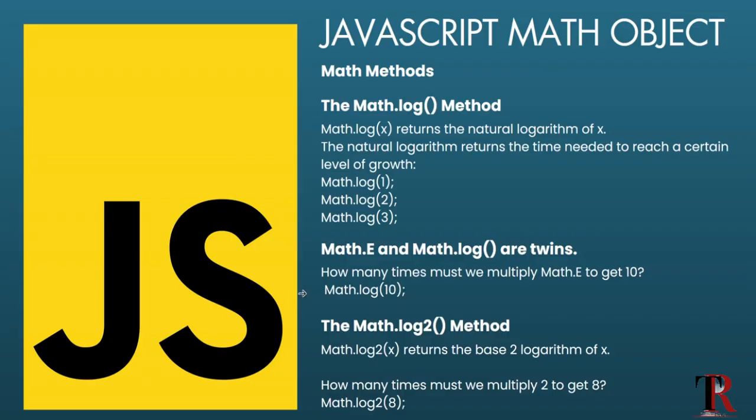So the math.log returns the natural logarithm of a number. So it returns the time needed to reach a certain level of growth.